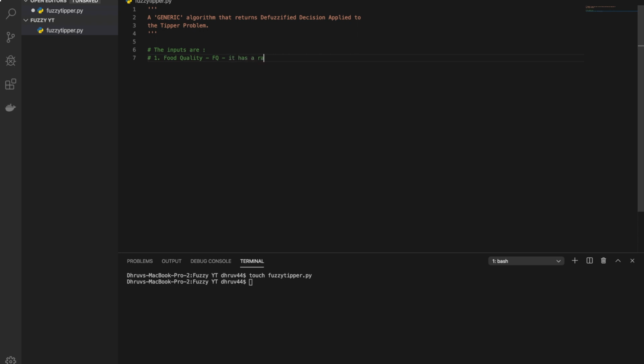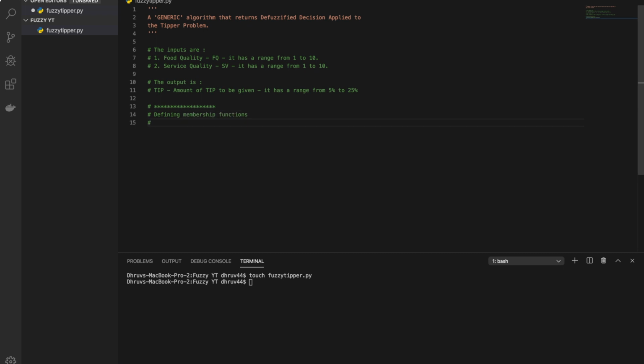The tipper problem usually has two inputs, let's say food quality and service quality, and they both have a range from 1 to 10. The output is the amount of tip you want to give, and it is basically represented in percentage. So we will have a range from 5% to 25%, 5% being the most poor amount of tip and 25% being the most generous amount of tip.